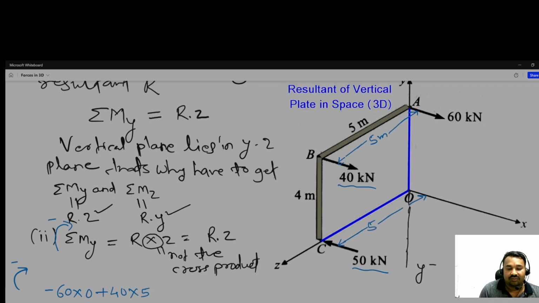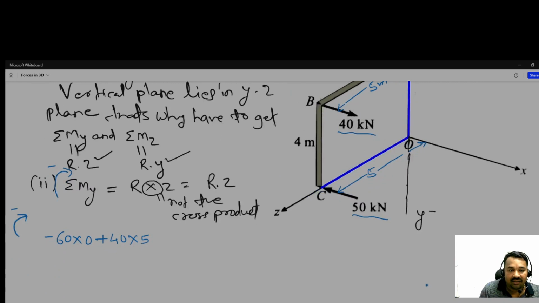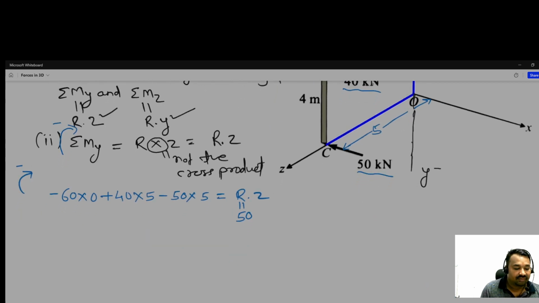That's why for both forces, 40 is positive and 50 is clockwise. So 50 into 5 is equal to R multiplied by z, and R we know is 50. By solving this, we get z equal to minus 1 meter. This is our z coordinate of the resultant.